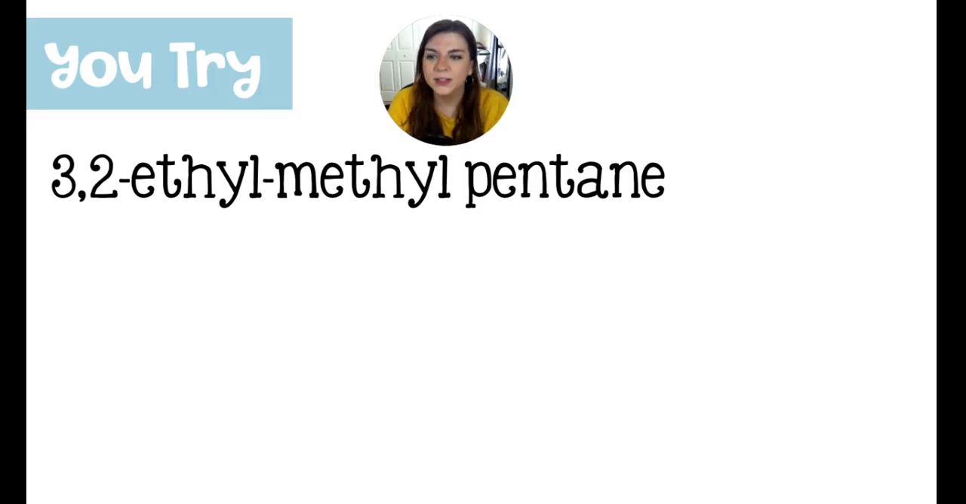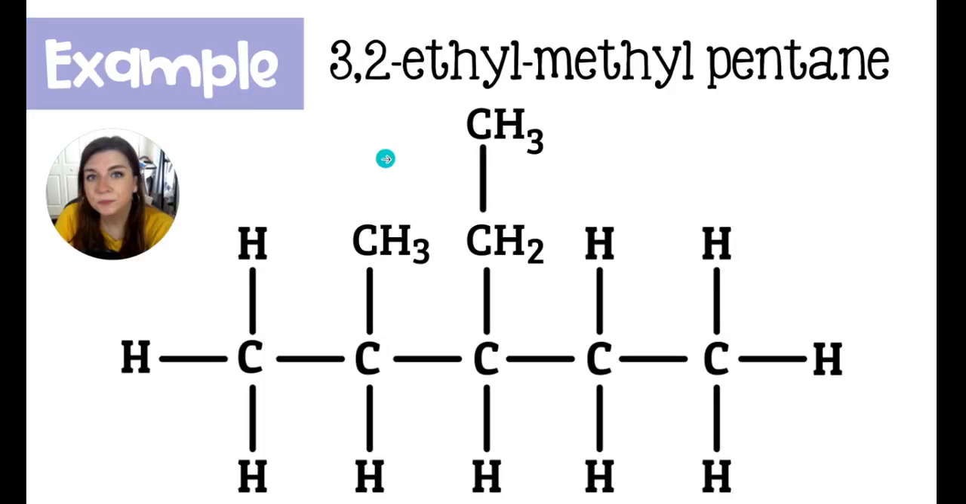See if you can figure out this one. 3-ethyl-2-methylpentane. Your carbon chain may not look exactly like mine, but we should both have a 5 carbon main chain. This 3 is assigned to the ethyl. So on the third carbon, we should have a 2 carbon dangle.